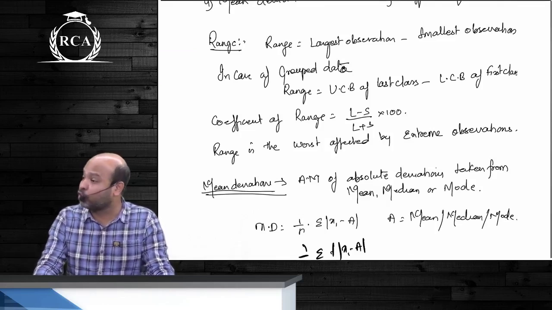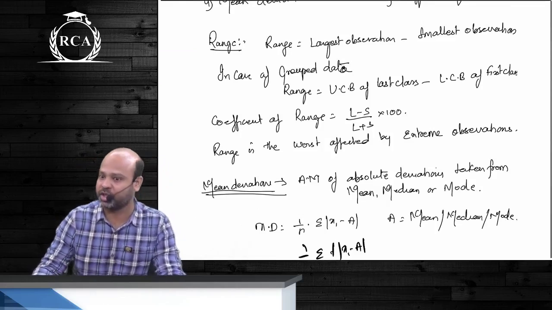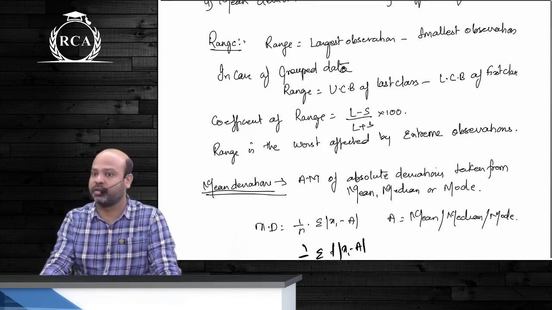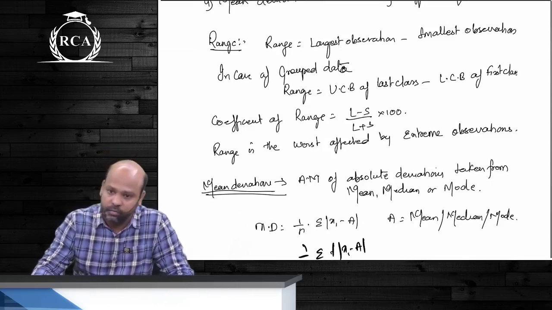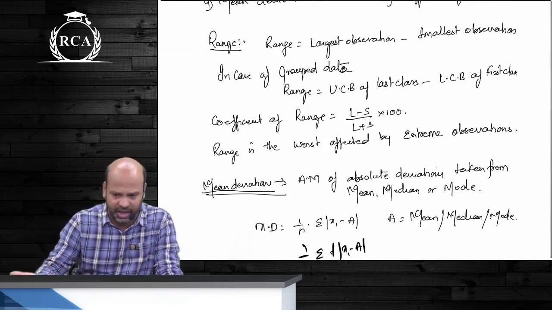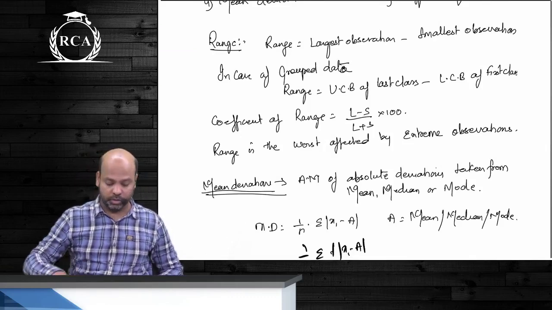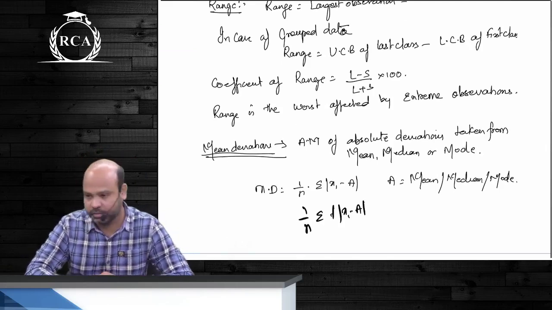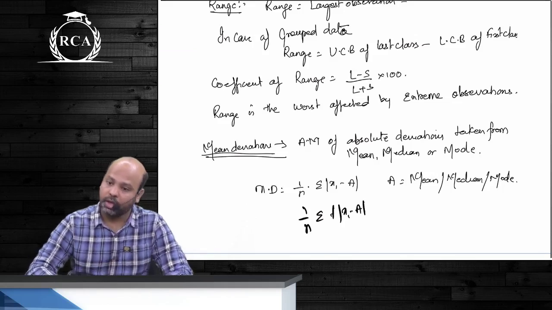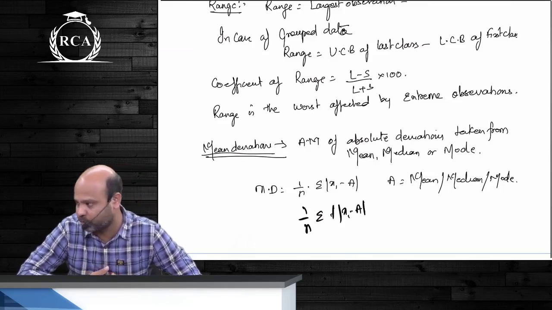In case you have grouped frequency data given, because you do not know the individual observations, the largest observation would be the upper class boundary of the last class interval. The smallest observation, guys, will be the lower class boundary of the first class interval. This is where you will directly write range is equal to L minus S. Coefficient of range will be equal to L minus S divided by L plus S into 100. Range, because it is based on the two extreme values, guys, is the worst affected by extreme observations.